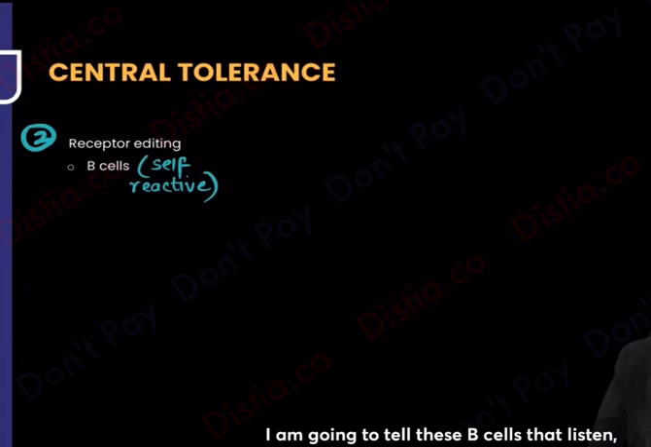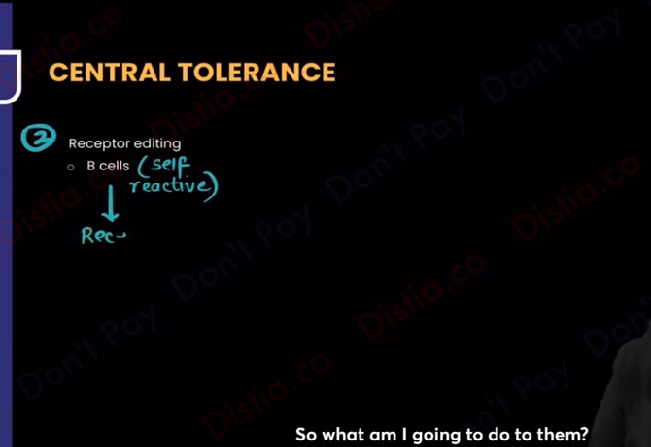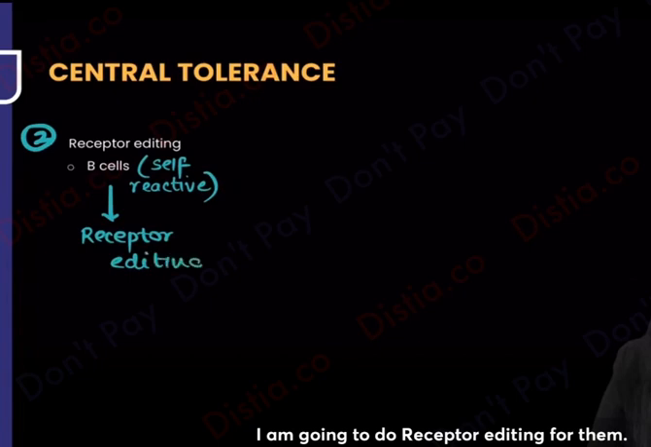So I am going to tell these B cells that, listen, I'm going to make them understand you don't have to kill your own system. You have to kill bahar wale. You have to kill the bacteria, viruses coming from outside. So what am I going to do to them? I am going to do receptor editing for them. I will edit their receptors and they will be fine.